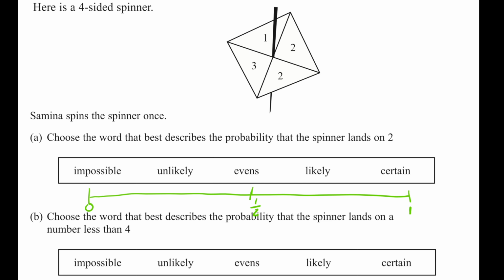Any value that goes from 0 to a half is unlikely. Any value that goes from a half to 1 is then likely.